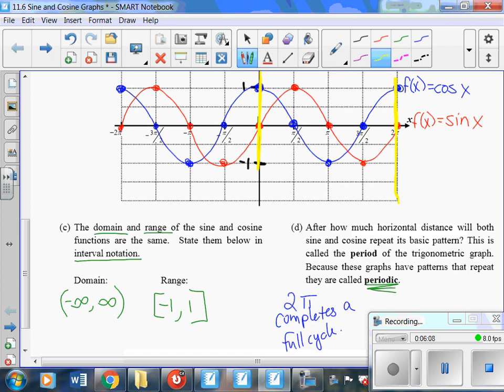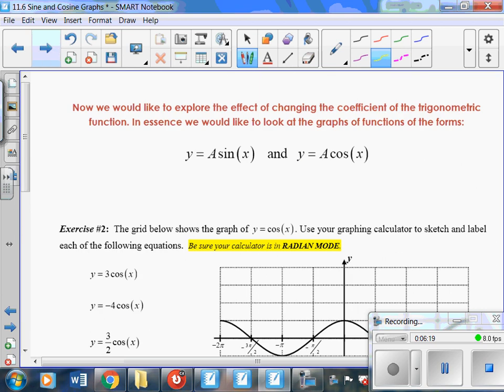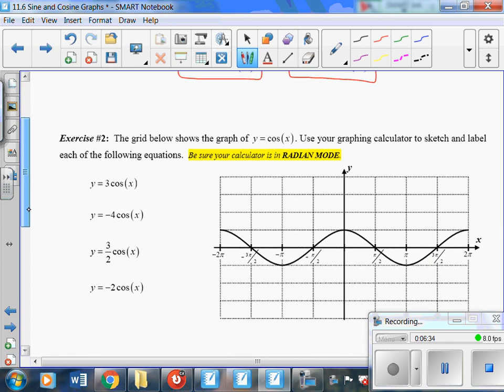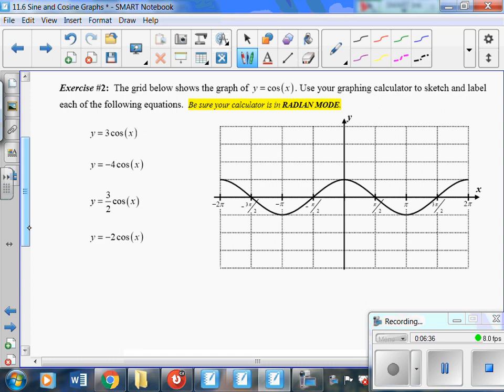So now we would like to explore the effect of changing the coefficient of the trigonometric function. In essence, we would like to look at the graphs of functions that have the form y equals a sine x and y equals a cosine x. All right, so it says be sure your calculator is in radian mode when you're doing your tables here. You can actually put these into your calculator and you can see what they look like.